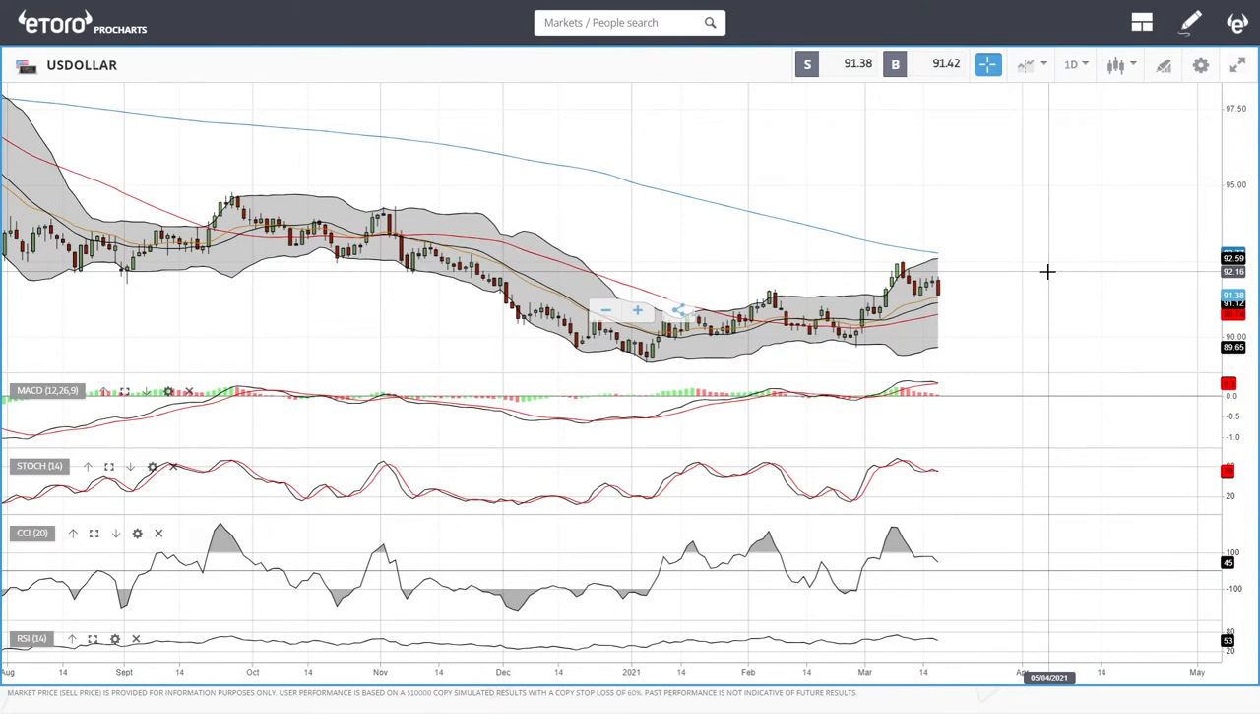So welcome back. We are here on Ether looking at the commodities market and the precious metals market. And this is going to be my daily forecast for Thursday, March 18, 2021. So we'll start by looking at the US dollar index.